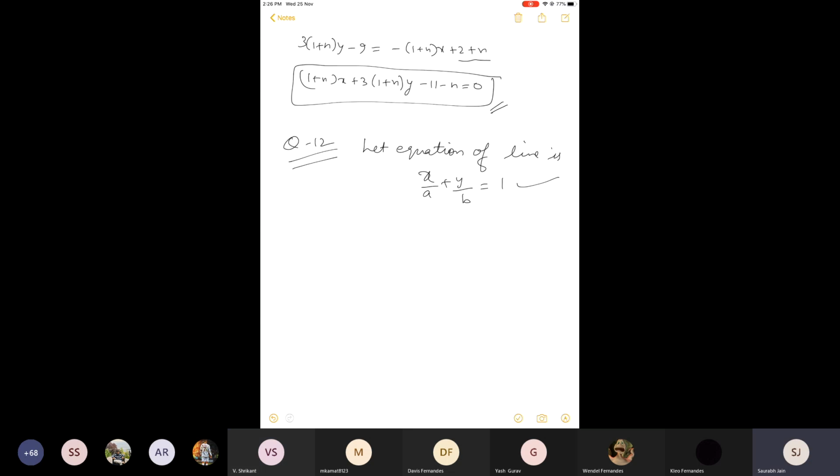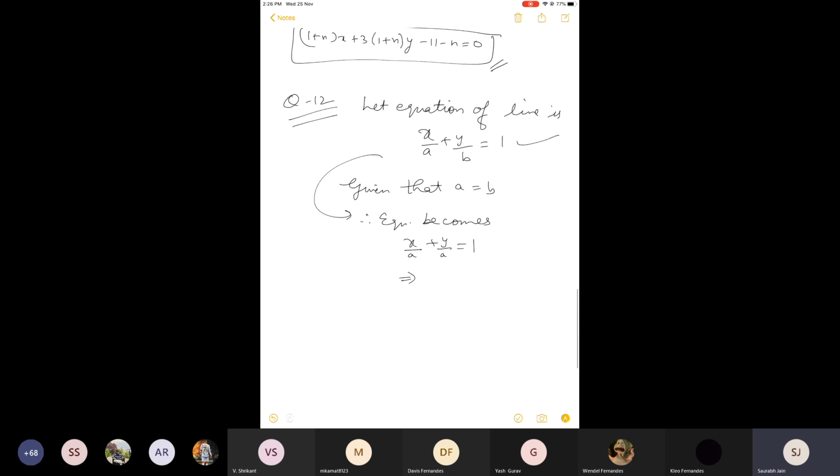See, we won't be considering y equals mx plus c, because here he is talking about both the equal intercepts, while in the form y equals mx plus c, we only talk about the y intercept. Now in the question it is given that a equals b, because the intercepts are equal. So the equation becomes x upon a plus y upon a is equal to 1, and this can be simplified to the equation x plus y is equal to a.